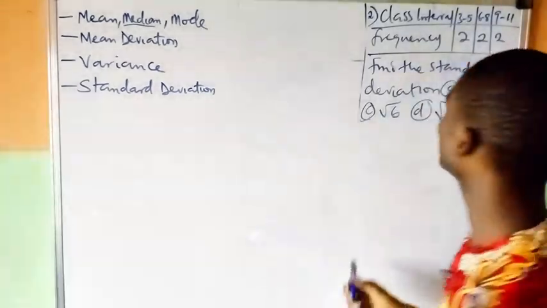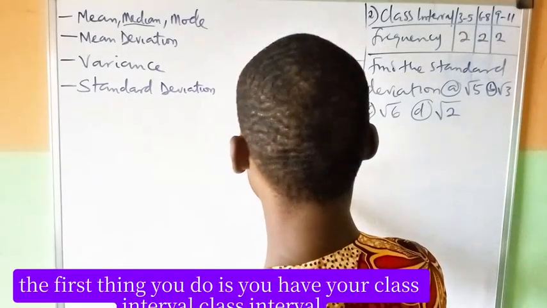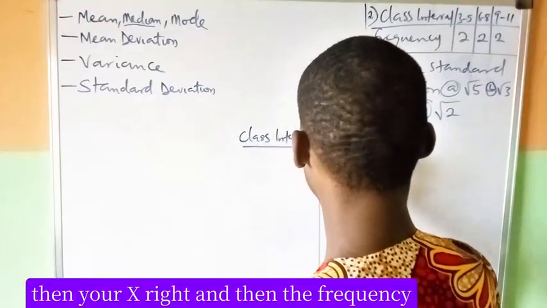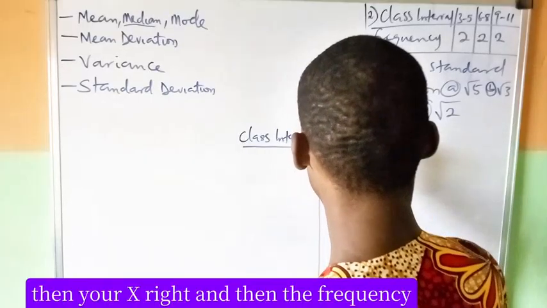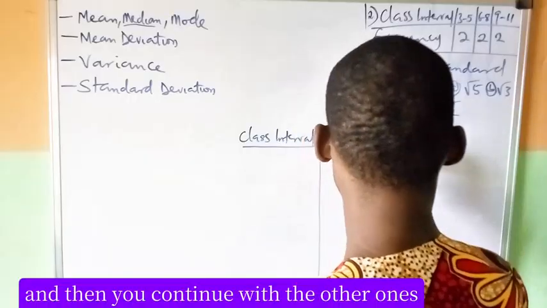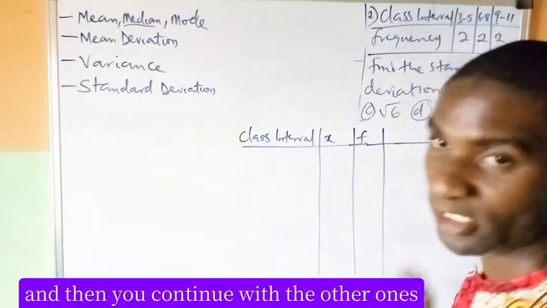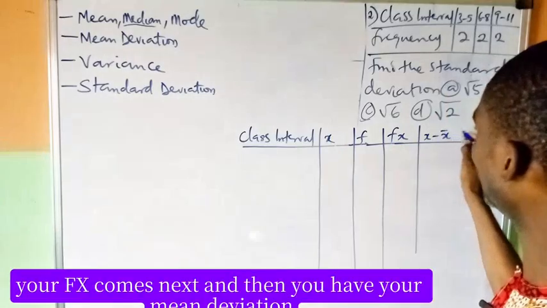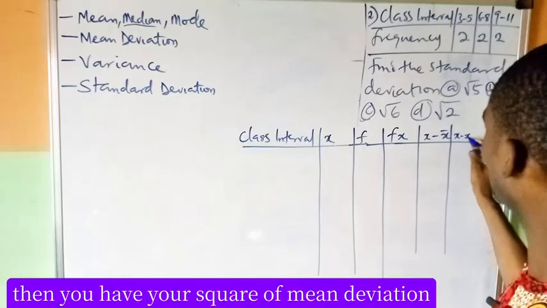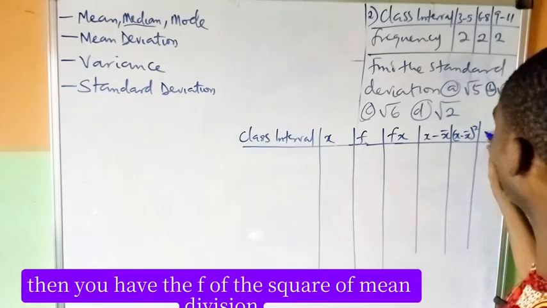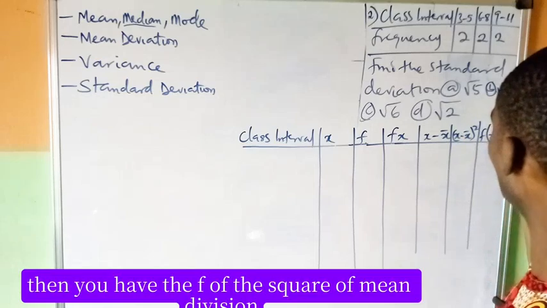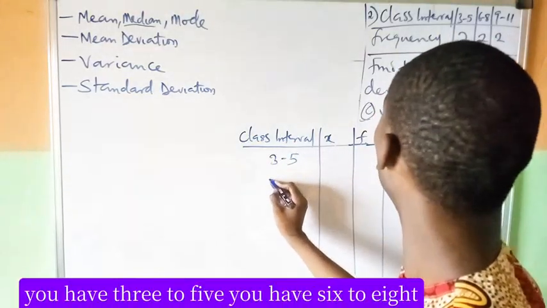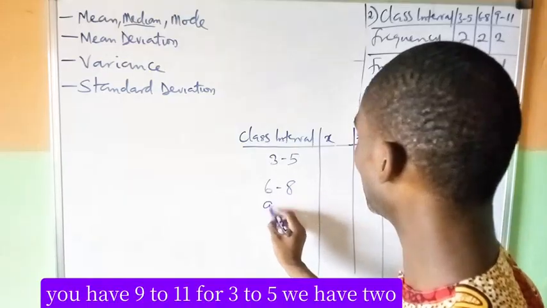Now, to answer this question, the first thing you do is you have your class interval, then your x, and then the frequency. Then you continue with the other ones. Your fx comes next. And then you have your mean deviation, then your square of mean deviation, then the f of the square of mean deviation. So what's the class interval? You have 3 to 5, 6 to 8, then 9 to 11.